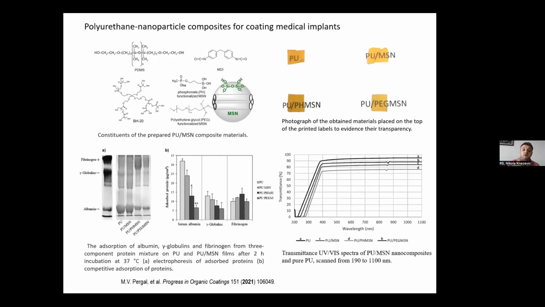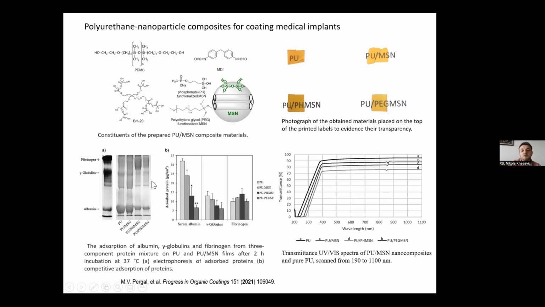Also, we worked with polyurethane and nanoparticle composites, where we used different functionalized MSNs within the polyurethane structure. The polyurethane was covalently attached to the MSNs. Actually, the MSNs were embedded, but the framework was covalent from the polyurethanes. You can see that we got transparent films, as these are images of the films taken from the top, placed on labels. So you can see that they're transparent, and we can see the transparency here by measuring.